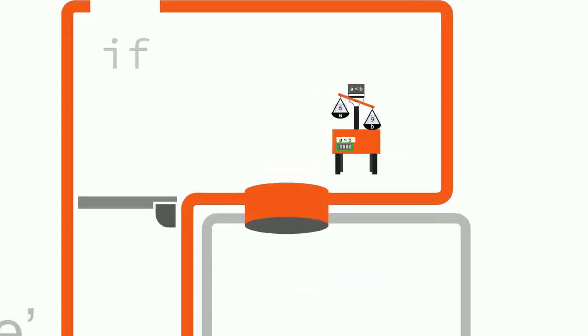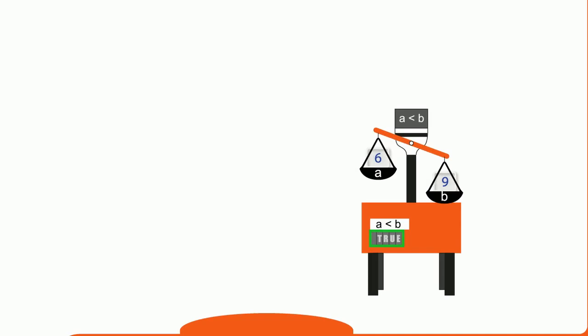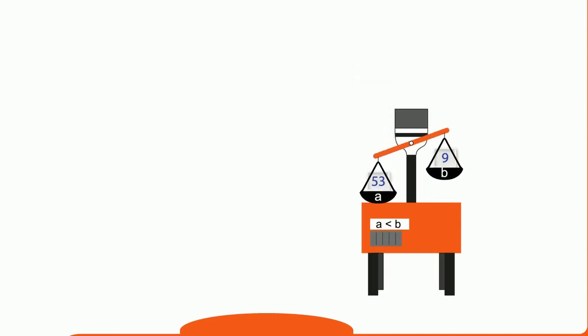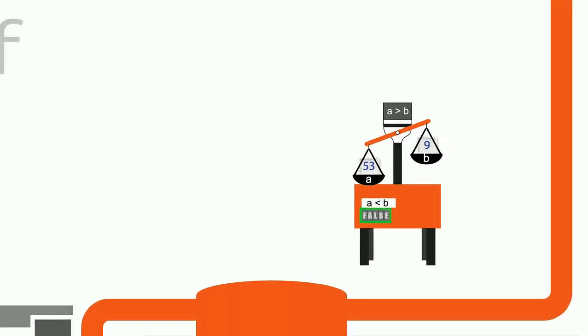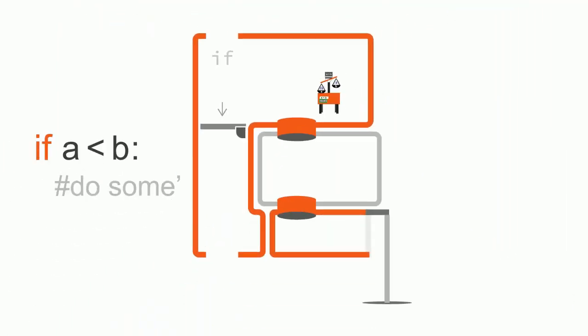In the case where the result is not equivalent to the set condition, let's change the first value to see it. In this case, 53 is more than 9, so A is greater than B. The scale is displaying false. The exit door opens and Pyto continues his way. It's as simple as that.